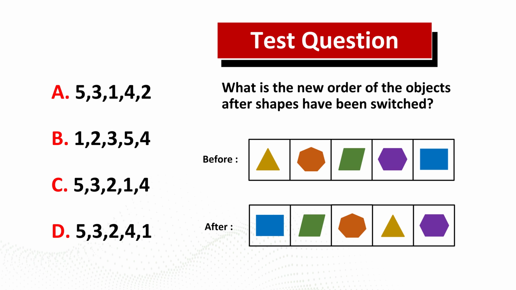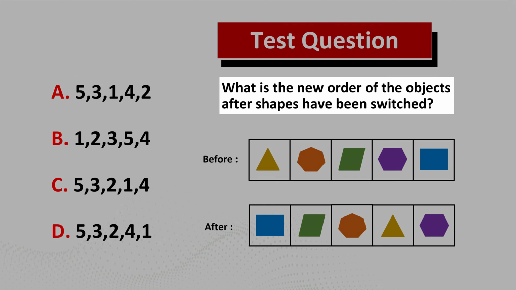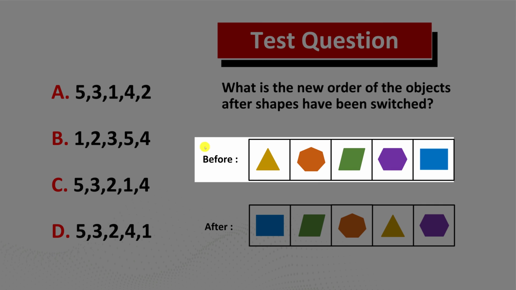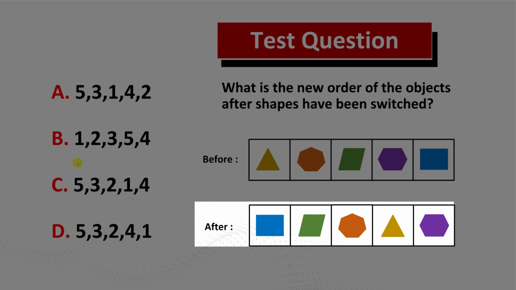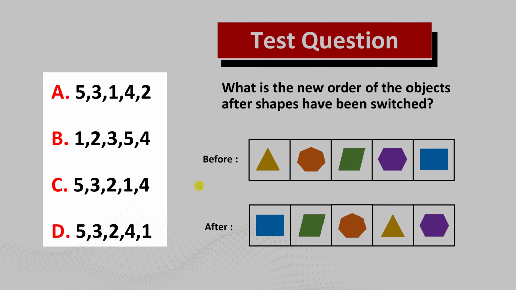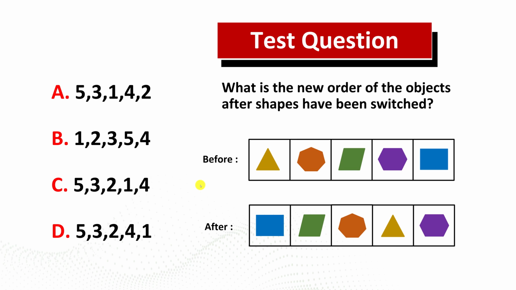And now here's the question for you to try. Please make sure to post your answer in the comment section of this video and I'll give you my feedback. What is the new order of the objects after shapes have been switched? And you have the before picture as well as the after picture, as well as 4 different choices presented. The 4 different choices reflect the new position of the object based on the original position of the object in the before picture. Feel free to pause this video and try to solve this challenge. And if you came up with the answer, feel free to post it in the comments so I'll give you my feedback. Thanks for participating.